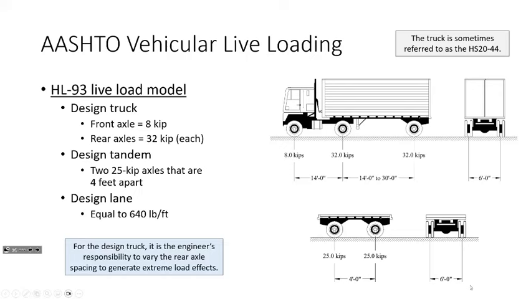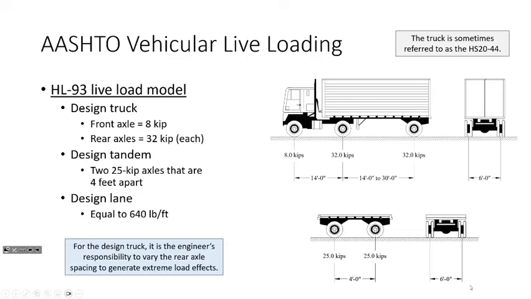The design tandem is two 25 kip axles that are 4 feet apart, so it maybe kind of looks something like this. And the tandem is more intended to represent heavy concentrated force effects on a given bridge. Now the design truck, this is what the design truck looks like. It's a 3-axle truck. So when I say axle, for example, this front axle weighs 8 kips. So if the axle weighs 8 kips, that means each wheel weighs 4 kips, right? So we have 2 4-kip wheels, 2 16-kip wheels, 2 16-kip wheels, okay?